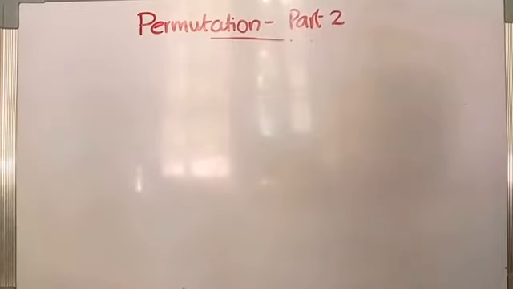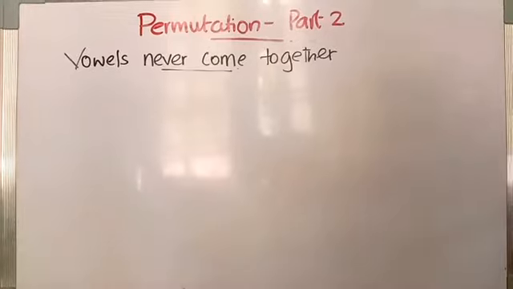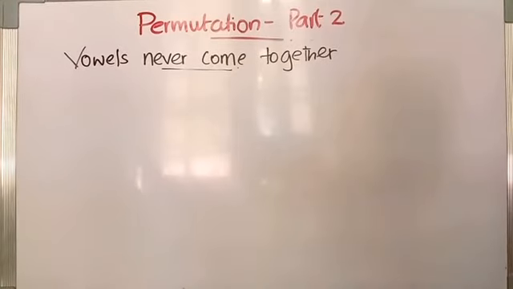This is the same concept we use when 2 consonants come together, or any objects come together based on the question. Okay. Another type of question you could get is: arrange the letters in the word so that vowels never come together. Let's take one example.